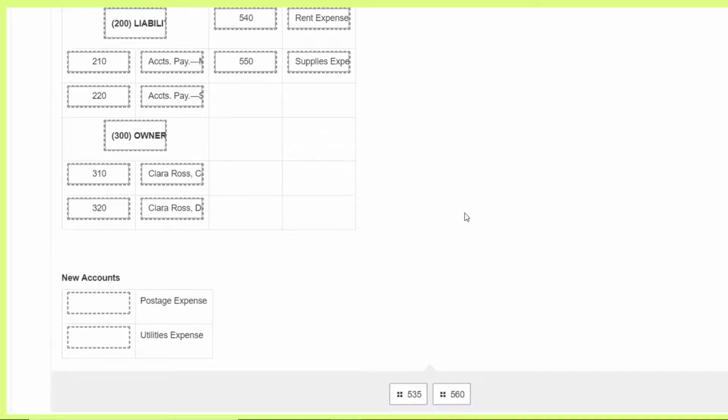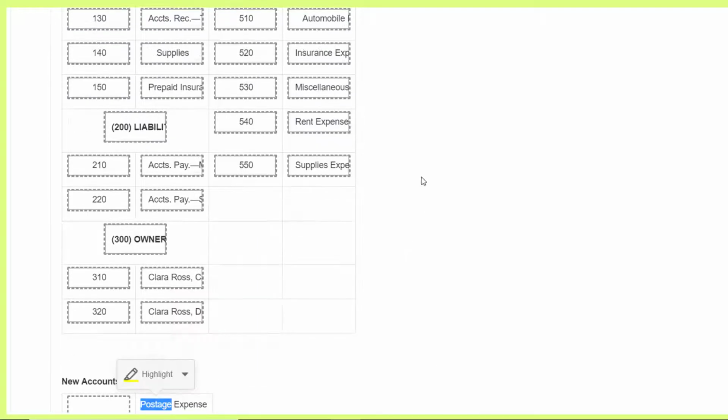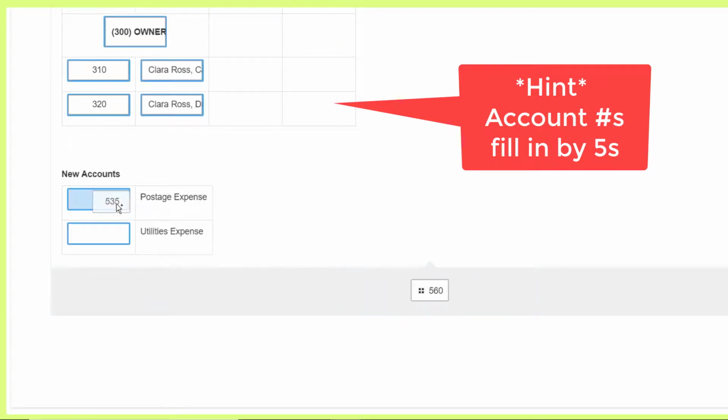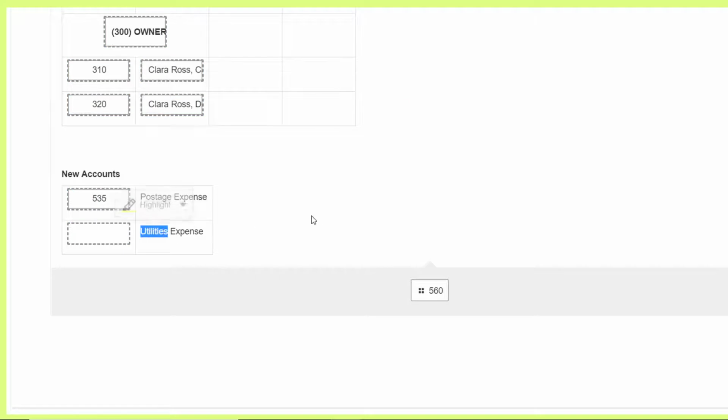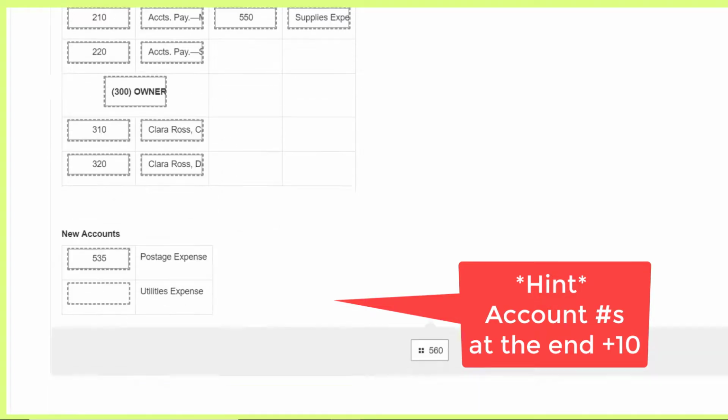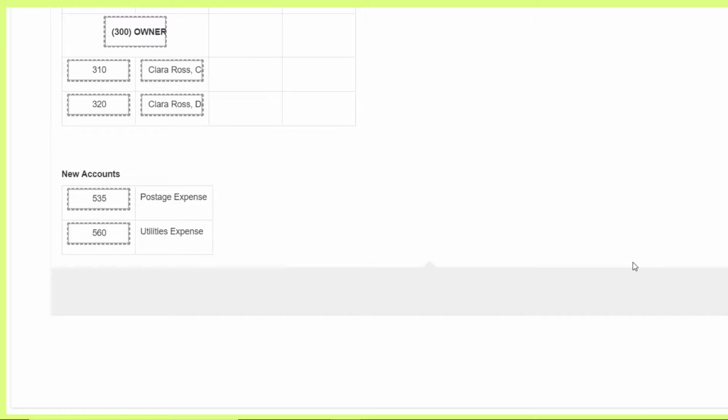So I'm going to take a look here and I'm going to see where they would fall alphabetically. So in the alphabet P for postage, that would fall in between miscellaneous and rent. So I need to put it in between these two numbers. So in between 530 and 540 is 535. The next is utilities, and if I take a look at this, in the alphabet, U would come after S. So because there's no other account here, I can continue assigning by tens, and so I'd be 10 plus the last number, so 560 would fill in there.